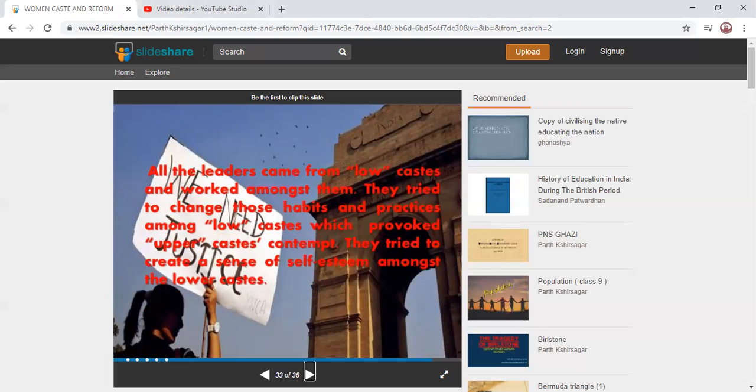So as a whole, in the end, we can say that these social reformers did not oppose or challenge society itself. They directly challenged the orthodox rituals which were blindly followed by people under the caste system.